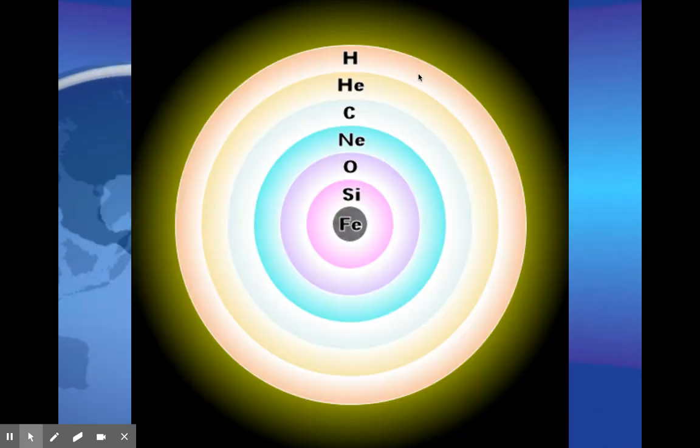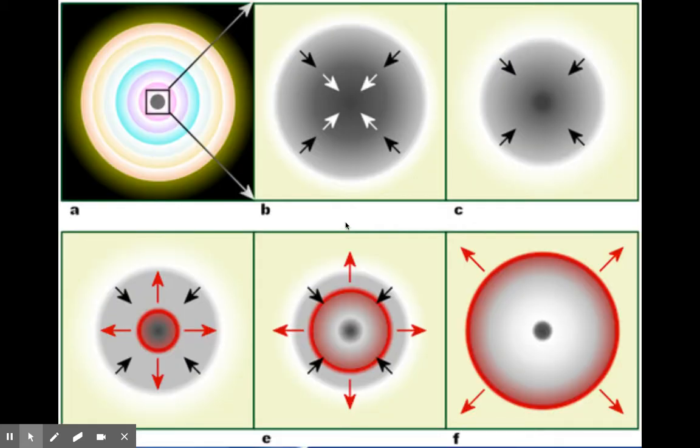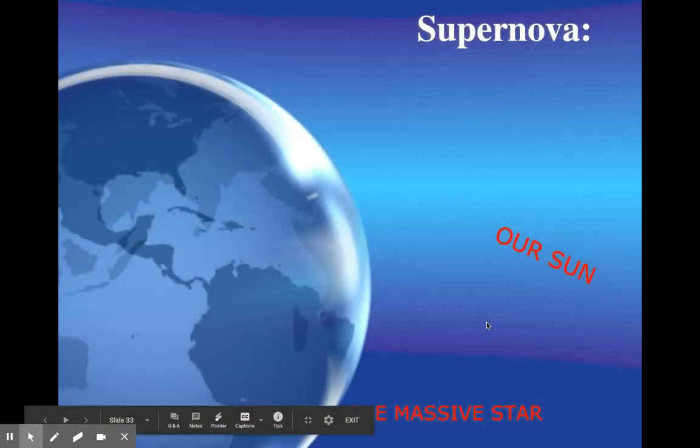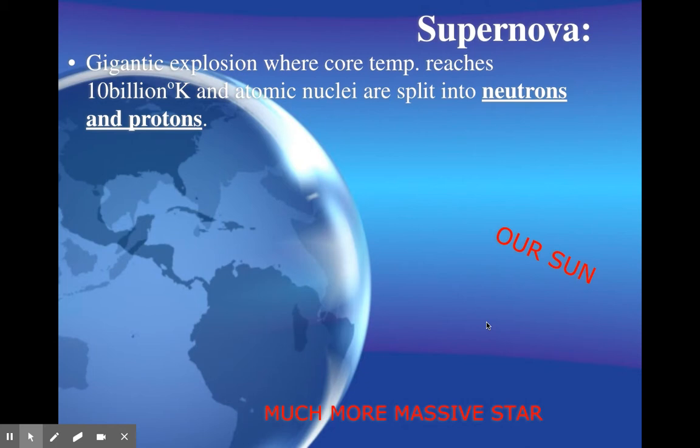Okay. So here's where we're at. We're changing hydrogen to helium, helium to carbon. That's where our sun's going to stop. But the next stage would be neon to oxygen to silicon to iron core. Eventually it comes in, and then we have a massive explosion. And that massive explosion is called a supernova.